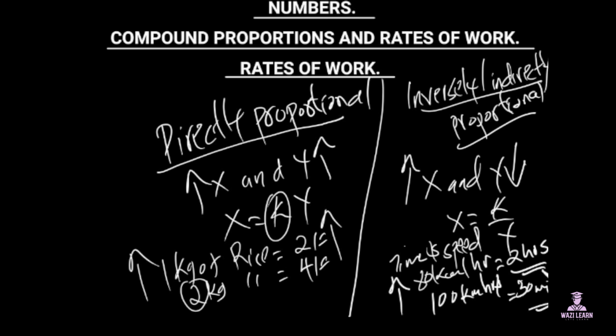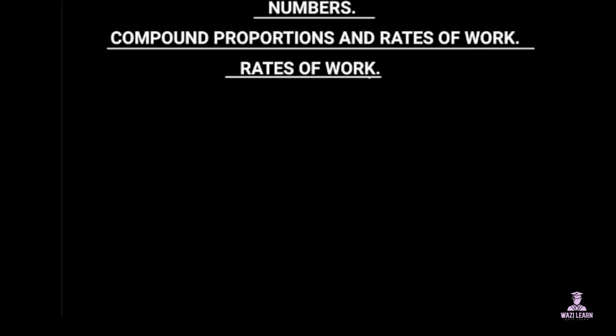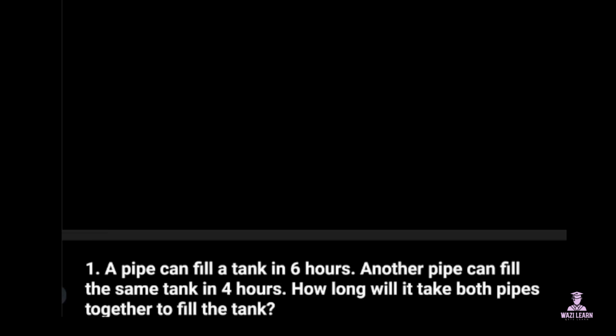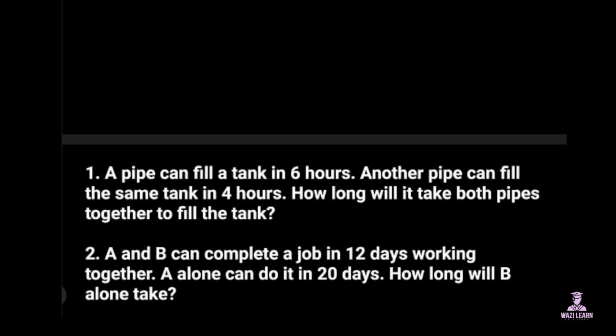So those are the two: we have directly proportional variables and inversely or indirectly proportional variables. Now, to find out more, we'll be looking at some examples. Let's start with example 1.